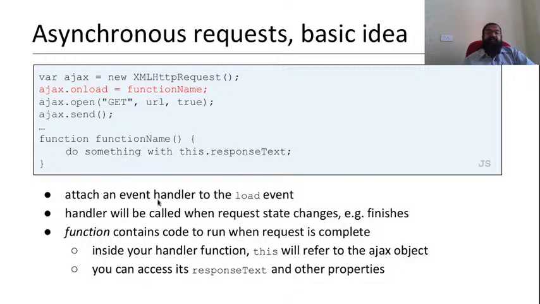So attach an event handler to the load event. Whenever the load event takes place, we will have an event handler attached to it. So the function name handler will be called when the request state changes, for example when it finishes. The function contains code to run when the request is complete. Inside your handler function, this will refer to the Ajax object and you can access its response text and other properties.